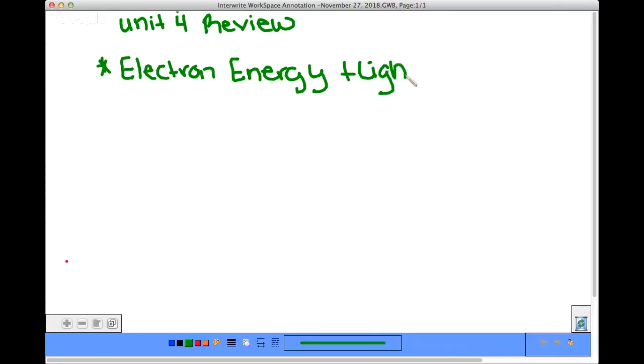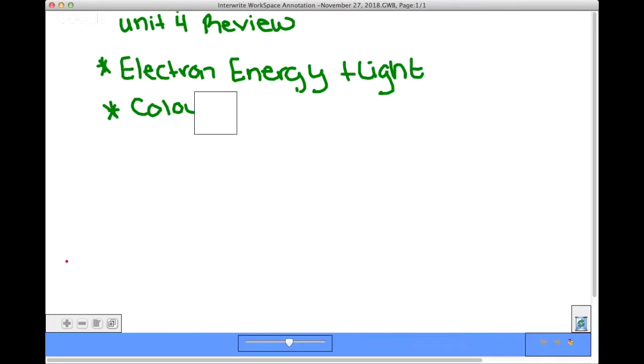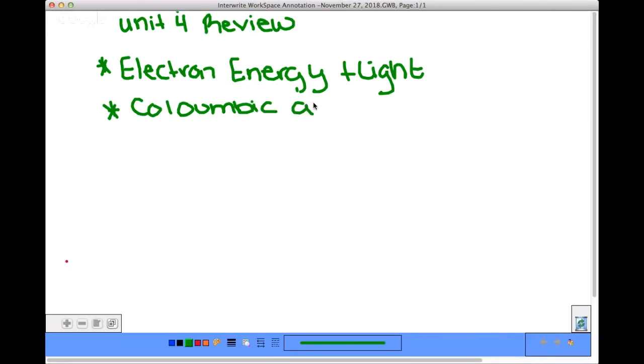So we ended up talking about electron, energy, and light. We did a Poggle on that. Then we talked a lot about Coulomb's law, or Coulombic attraction. Oops, I can't spell. Let me go back. Coulombic attraction. And we use this idea of Coulombic attraction to lead us into periodic trends.